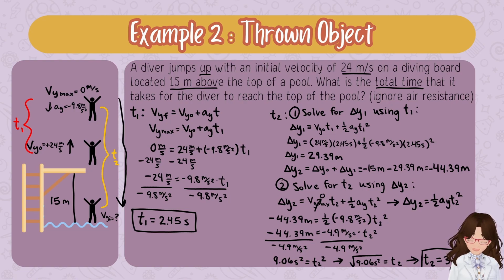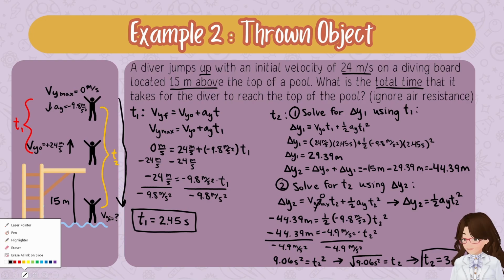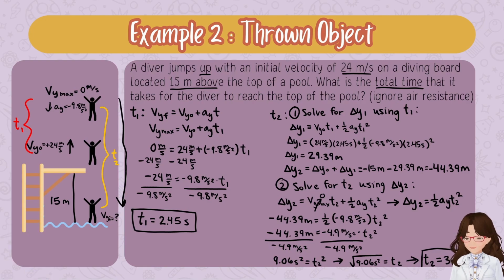We then took that, plugged it into our displacement written time equation to then solve for T2. And now we have everything that we need to get the final solution, which is going to be the total time, right? So our total time is going to be the sum of those two components. And so in this case, T total is equal to 2.45 plus 3 seconds. So that's going to be 5.45 seconds.